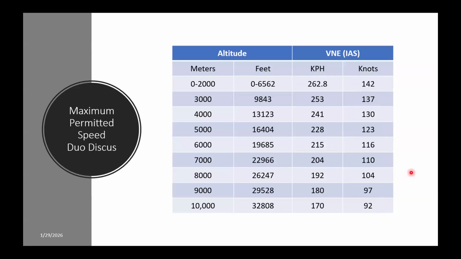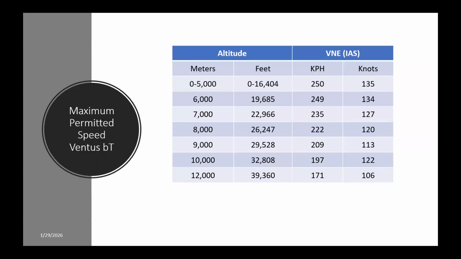Some older gliders, for instance, my 1986 Ventus, did not require this table, but my ASH 26 does. I'm sorry, not 25. My ASH 26 does require a derating display, and this one is for a Duo Discus.